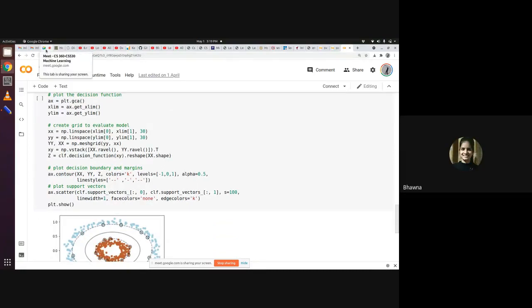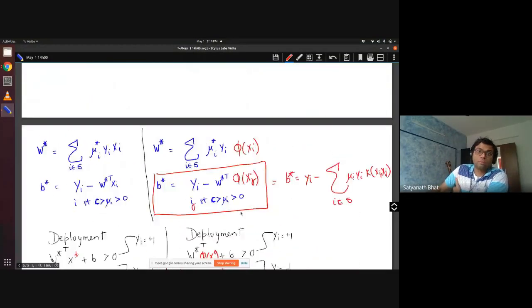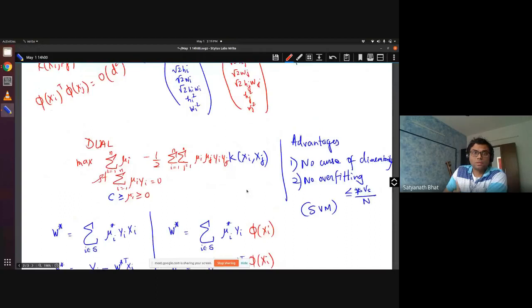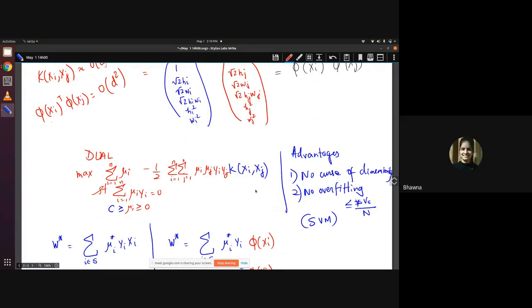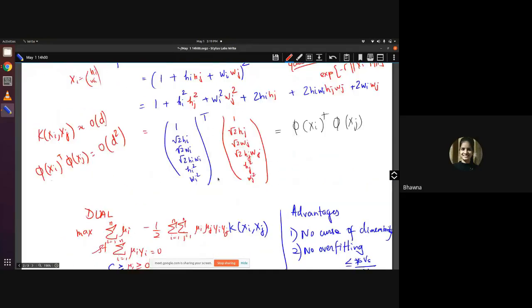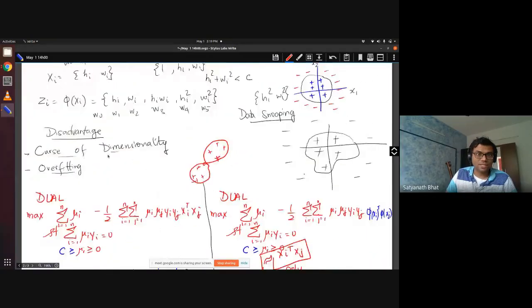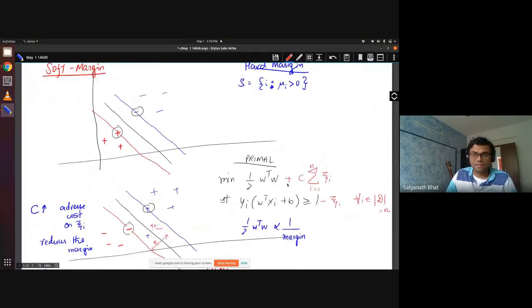Sir, I just wanted to confirm, we have gone into this dual formulation because of this kernel idea, right? Yes, that is correct, Bhavna. This is the whole benefit. Yesterday you were asking what the benefit of going to the dual is. This is where it is beneficial. I hope you can appreciate this now. You cannot get this in the primal space. So that is the benefit.